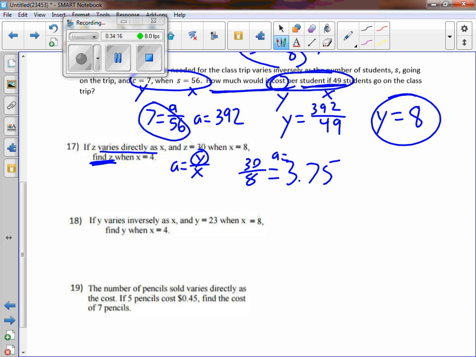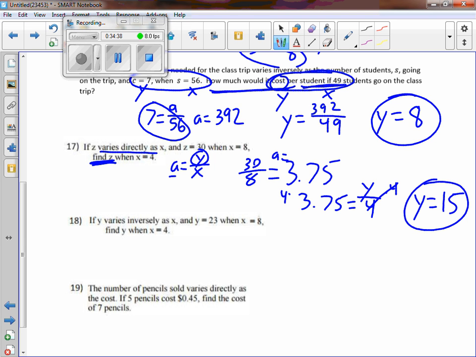So we set it up again. Now we know that a is 3.75 equals y over 4. So we multiply times 4 on both sides to get rid of that. Y equals 15. That's our final answer there.